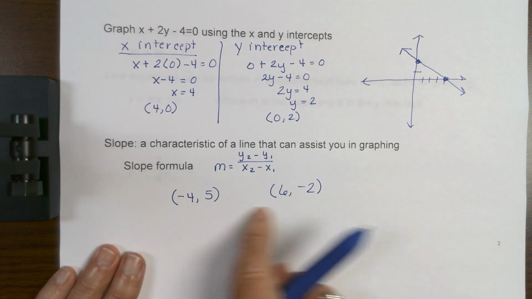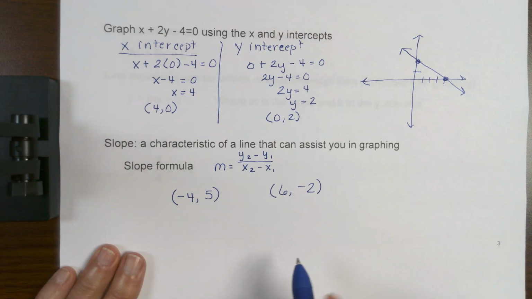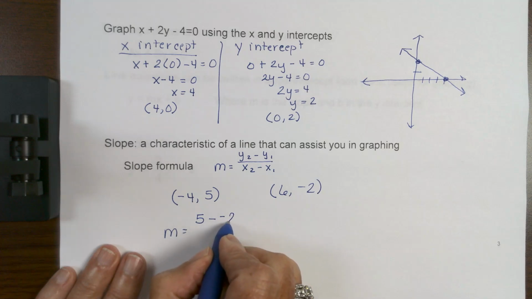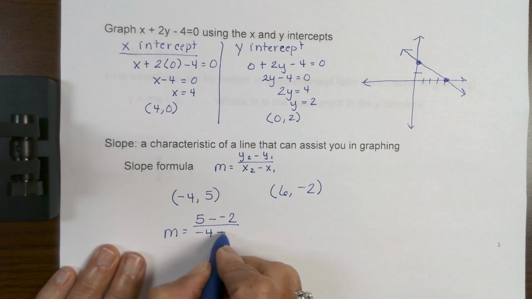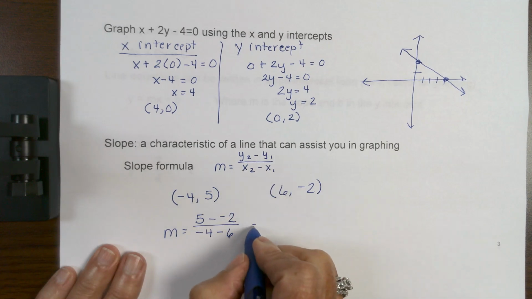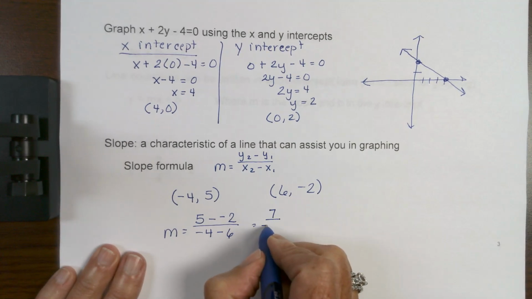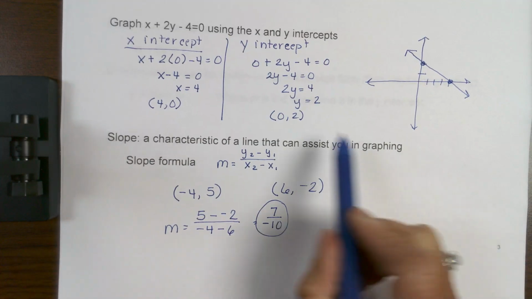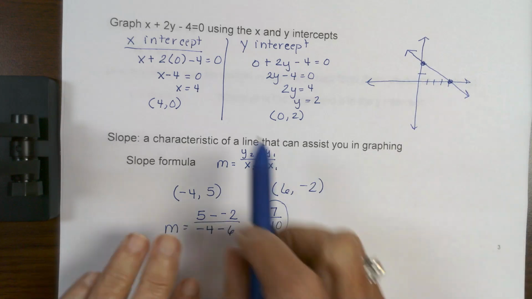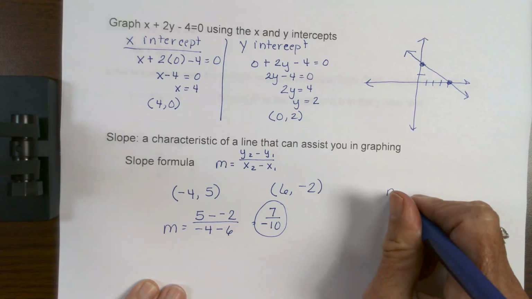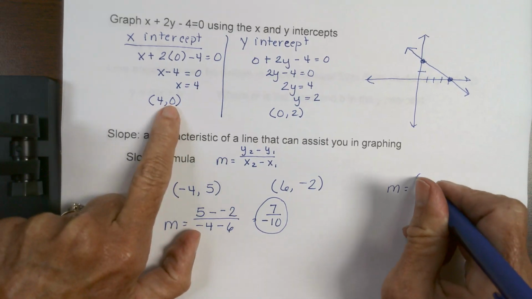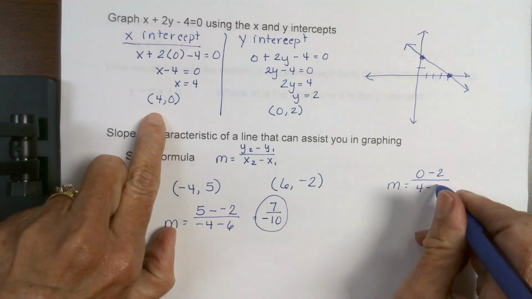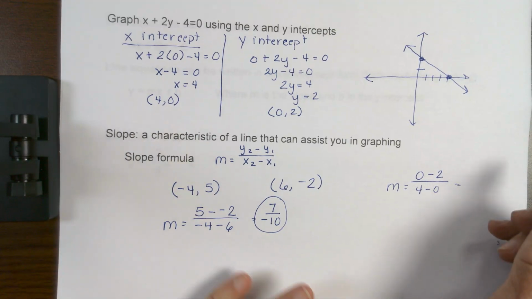Okay, and I want to know the slope of the line that goes through those 2 points, then literally I have 5 minus a negative 2 over negative 4 minus 6. I'm just plugging in these points. That's going to give me a 7 over a negative 10, and that would be the slope of the line that goes through those. If I wanted to find the slope of this line from up here, I would use these 2 points. So the difference in the y's, I have 0 minus 2, those are the y values, and 4 minus 0, those are the x values.